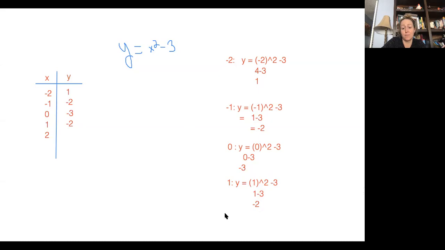Let's see. Plug in 2 here. y equals 2 squared minus 3. Well, 2 squared is 4. 4 minus 3, that gives me a 1. So this is the symmetry we were talking about, and you get the repeated values. That's how you get your XY table.